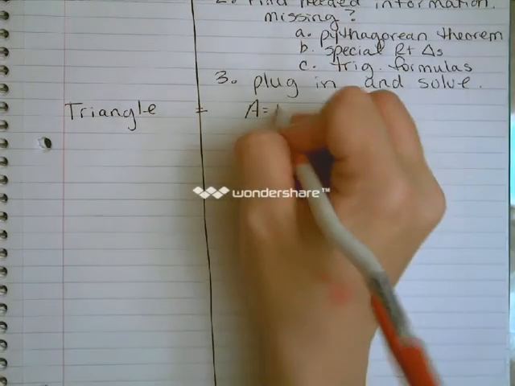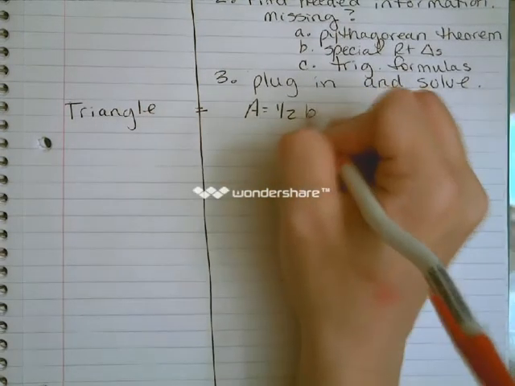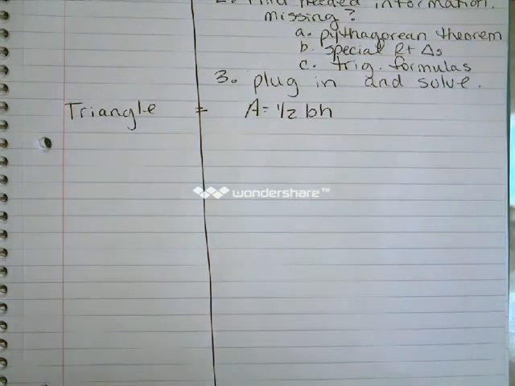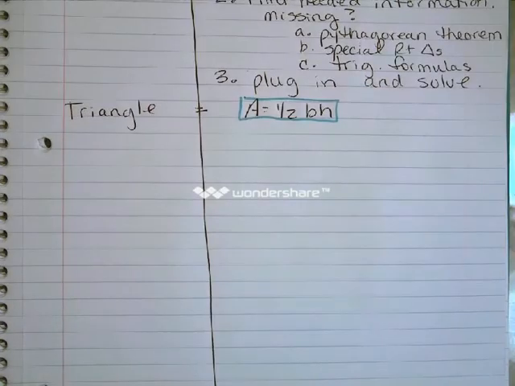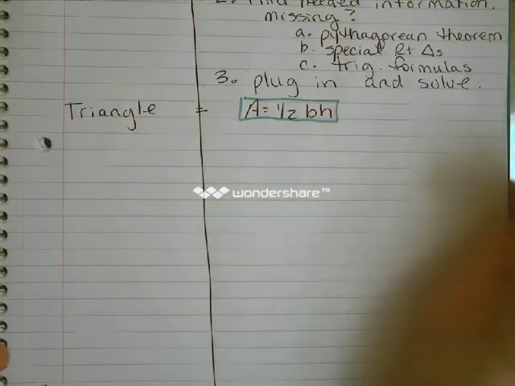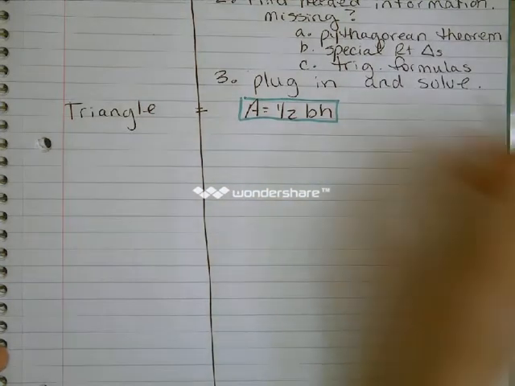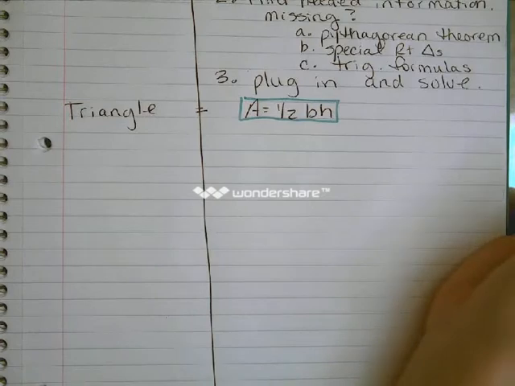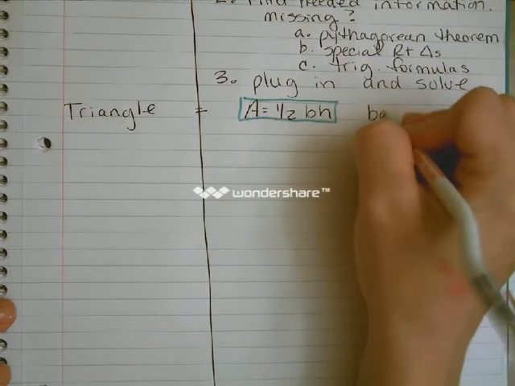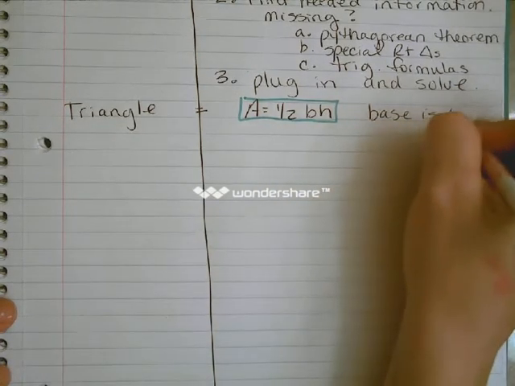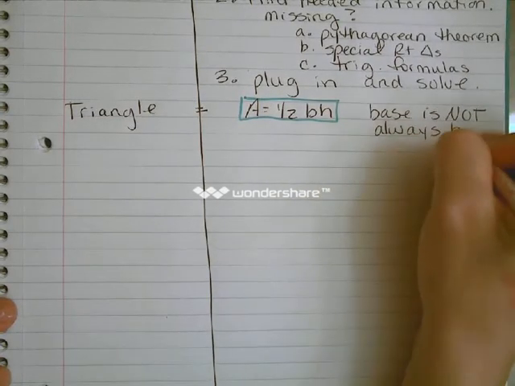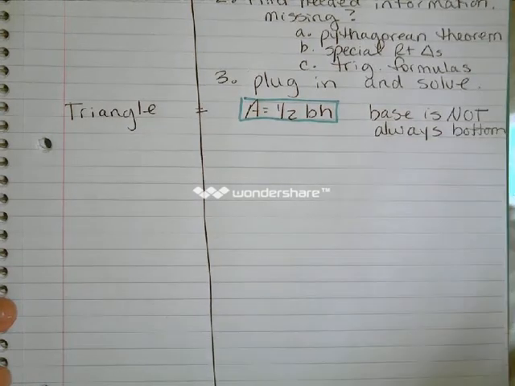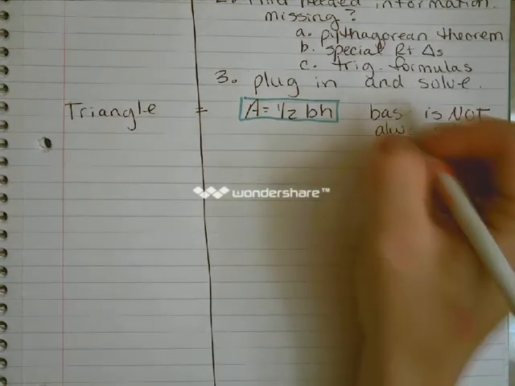So this is the formula for triangles. Most of you know this formula before. You've seen it. You know what these letters mean too, base and height. Base is not always the bottom. And another part is the height. Height is not always up and down.